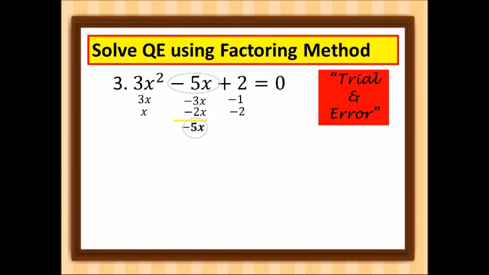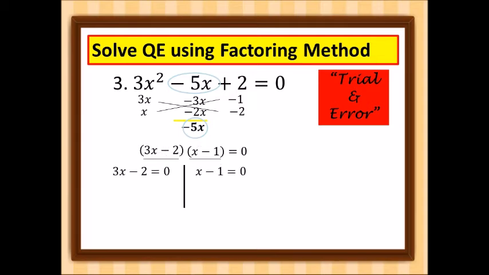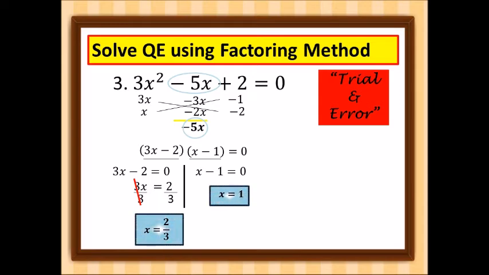Now, let's have the factors. So, we have here 3x minus 2. And of course, x minus 1 is equal to 0. Equate the first factor to 0 and equate also the second factor to 0. So we have 3x is equal to 2. Divide everything by 3. We cancel this. So x here is equal to 2/3. On the right side, we have x is equal to 1. So the roots for example number 3 are 2/3 and 1.